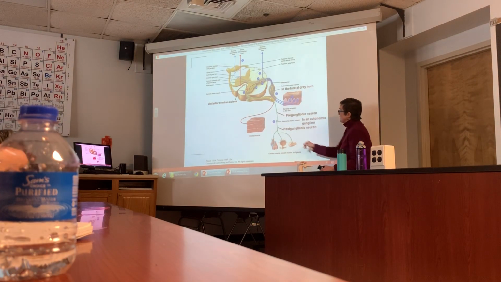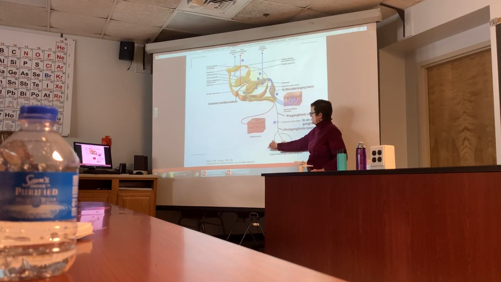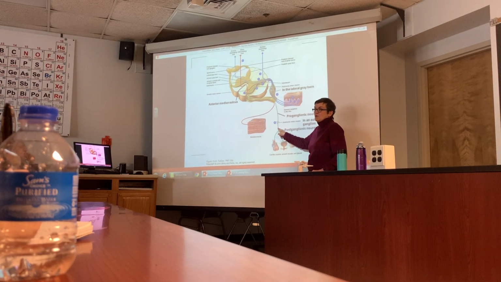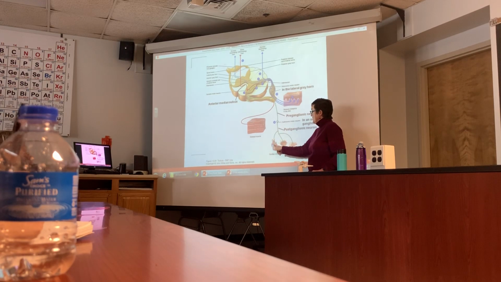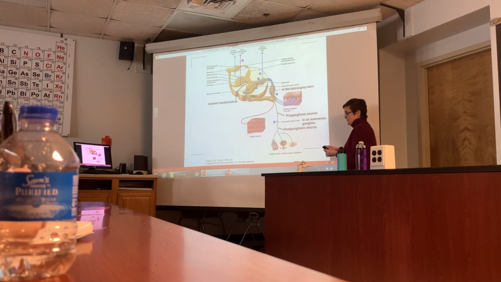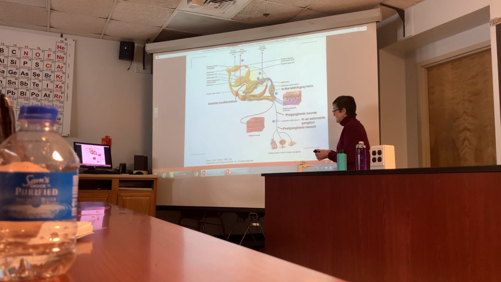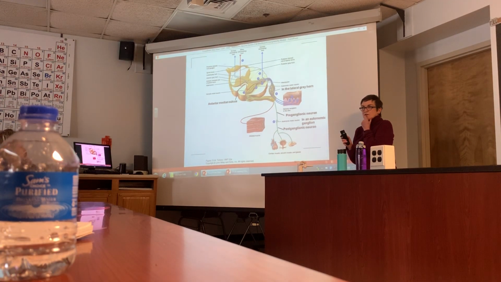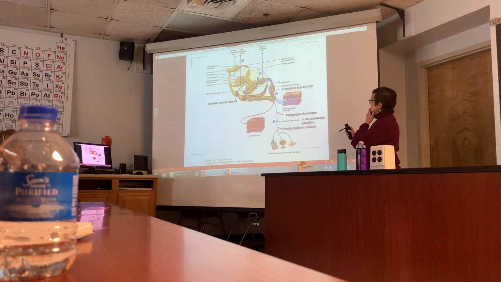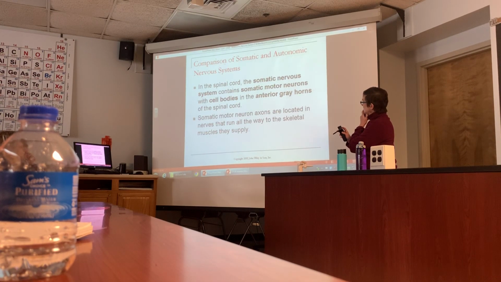So one neuron is not going to serve three different tissues though. Each ganglion is going to go to a specific type of tissue in the body. They're just showing you the possibilities that it would go to. So these are the possible effectors in the autonomic system. Any questions about that so far? Okay. So, that's basically telling you what I just told you.